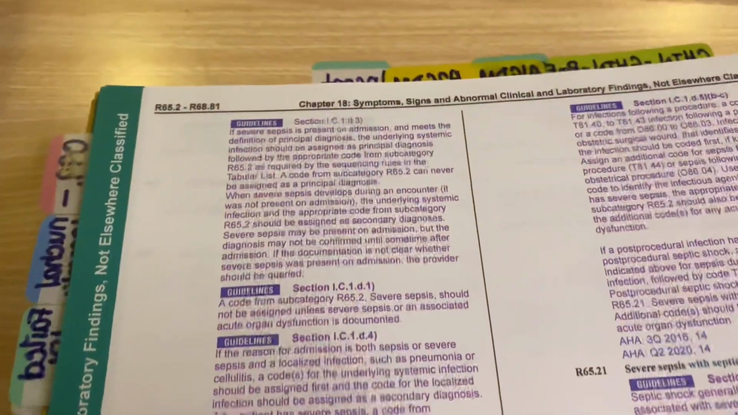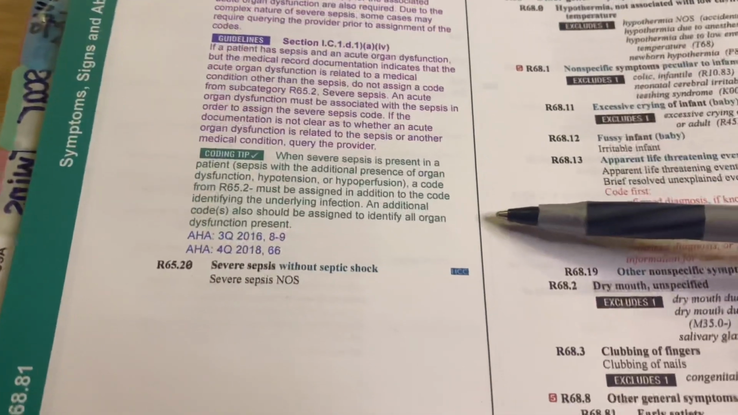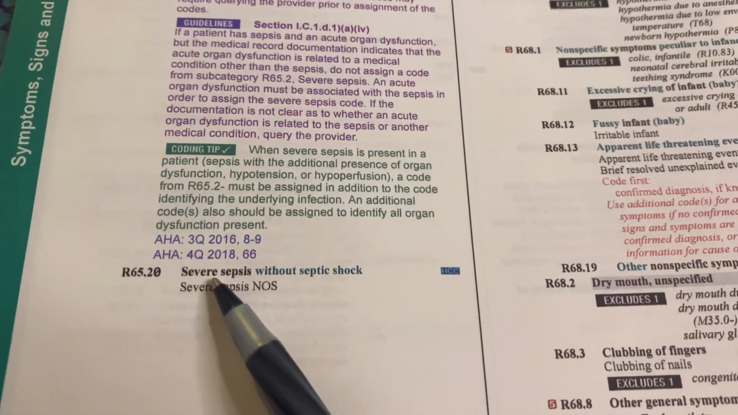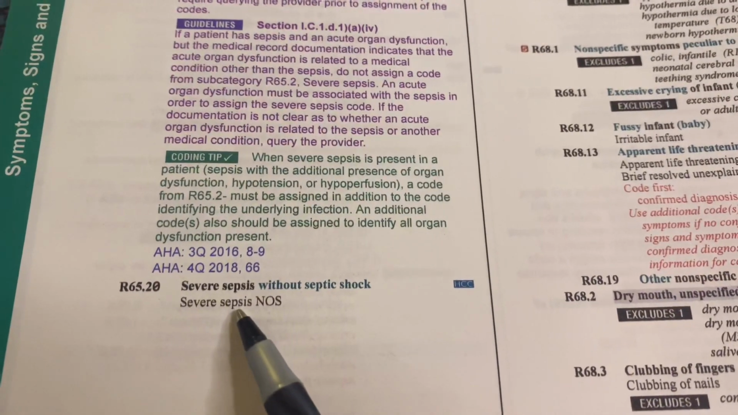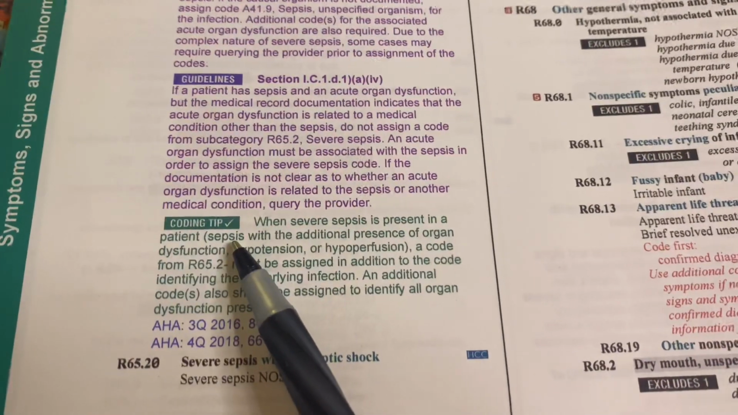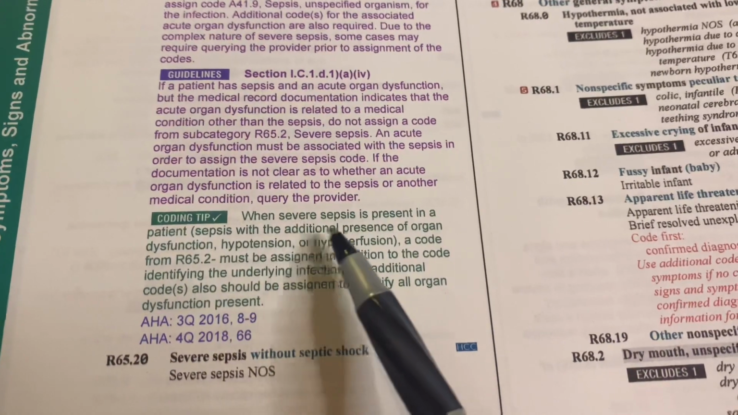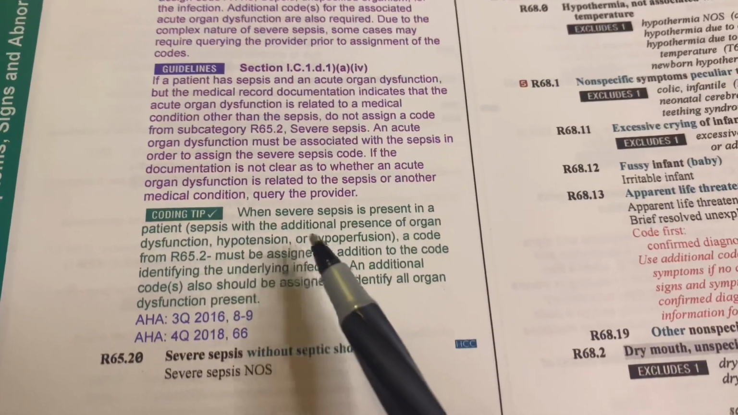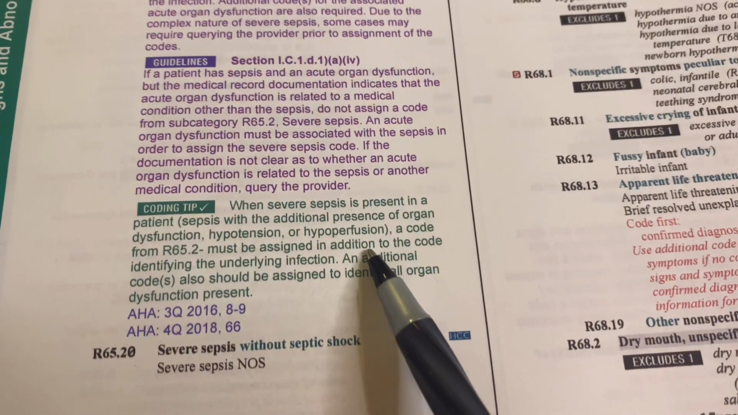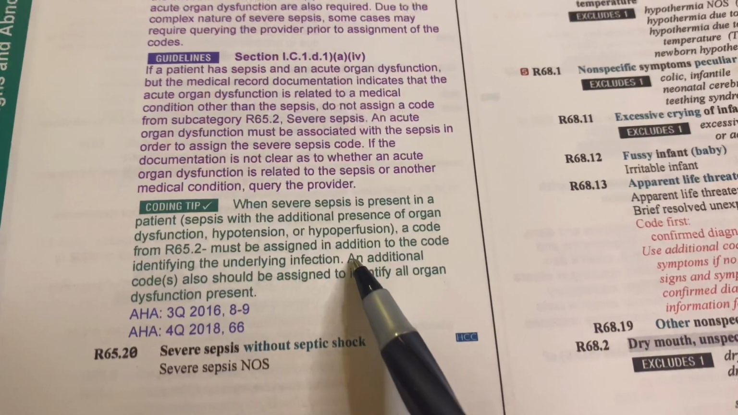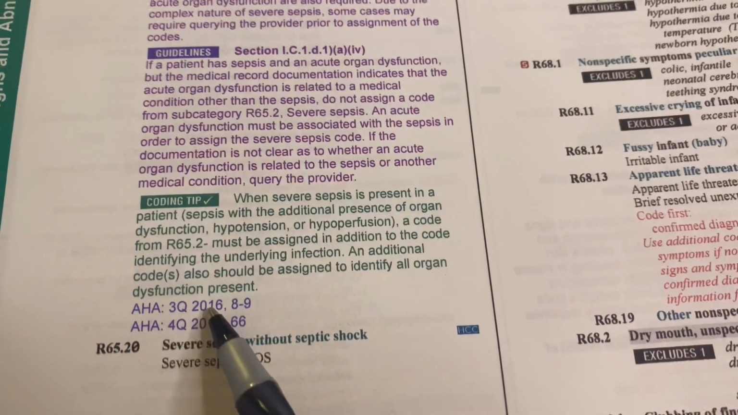And I get a whole lot more guidelines. But if I come down here, we will get to severe sepsis without septic shock. And then right here, it just says severe sepsis not otherwise specified. I also have coding tips in my book. It says when severe sepsis is present in a patient, sepsis with additional presence of an organ dysfunction, hypotension, or hypoperfusion, a code from R65.2 must be assigned in addition to the code identifying the underlying infection. An additional code should also be assigned to identify all organ dysfunction present.